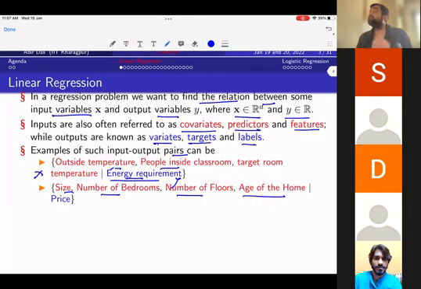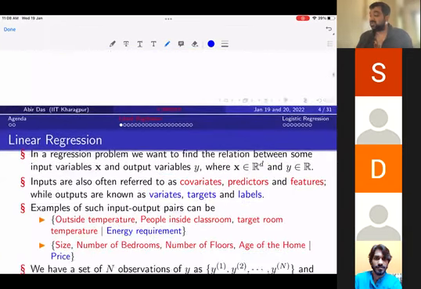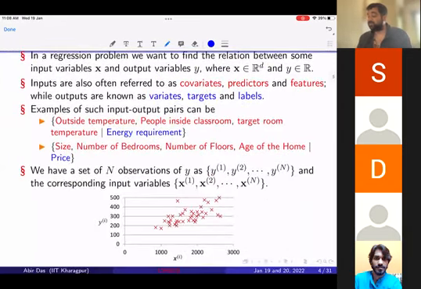So if it is a resale, what is the age of the home, etc.? Those are all your x's, and your y will be the price. So let us take a look at how it looks in a plot. This is for a particular x and y.